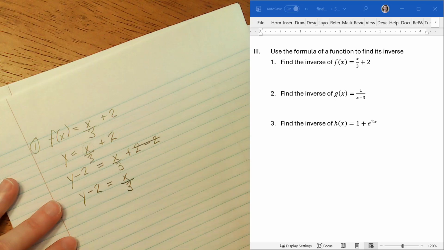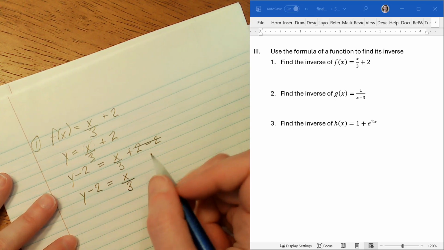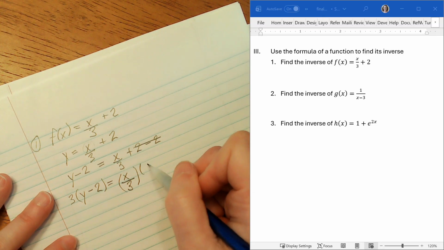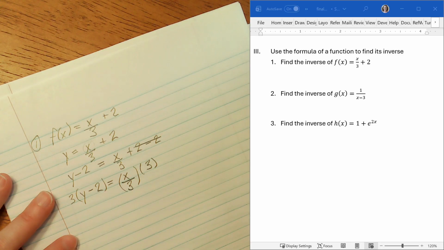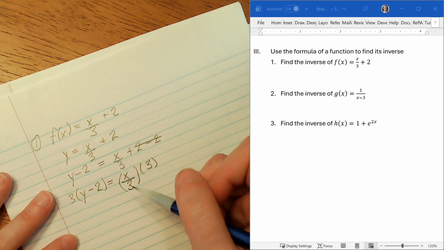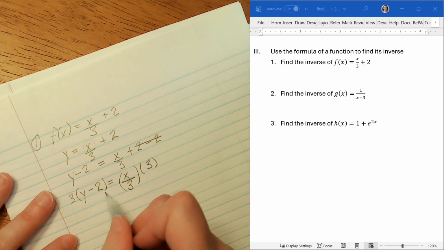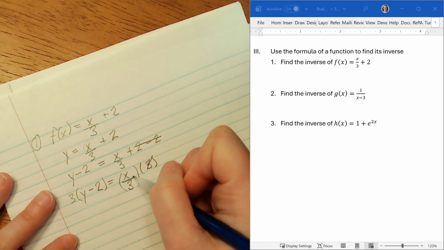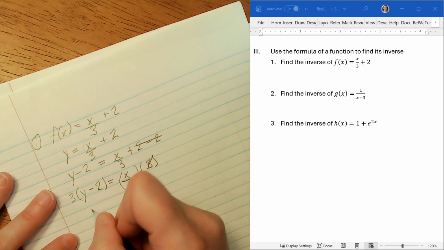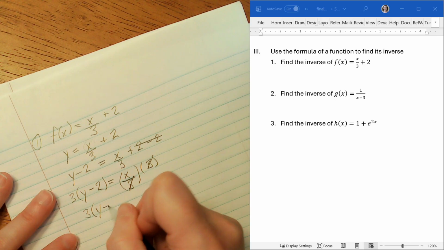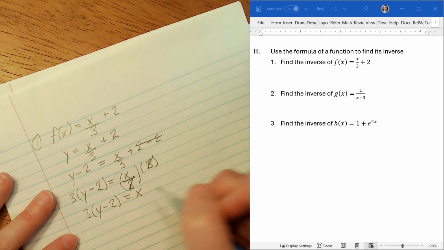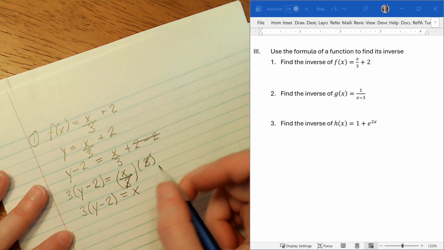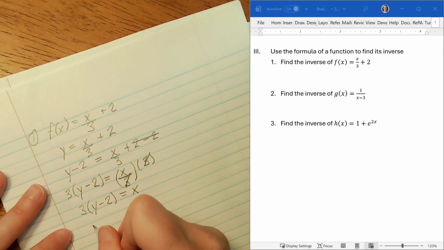Now I've almost got x by itself, so I'm going to multiply both sides by 3. Remember, whenever you're doing this multiplication on both sides, you multiply the entire side by 3. So we've got to get parentheses around y minus 2. Now this factor of 3 and this denominator of 3 will cancel, and now we have 3 times y minus 2 equals x.